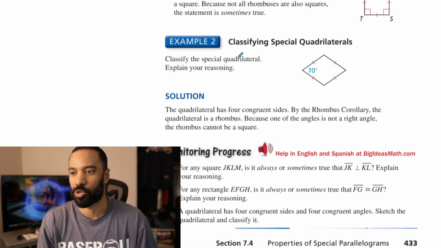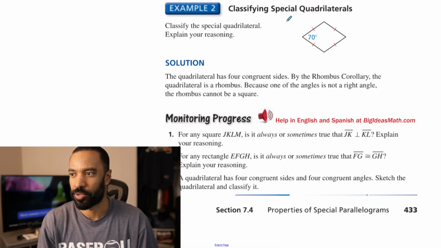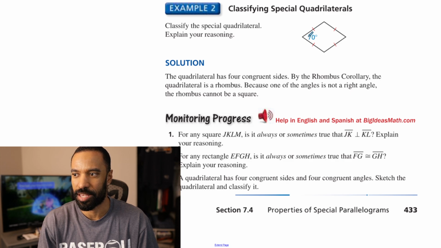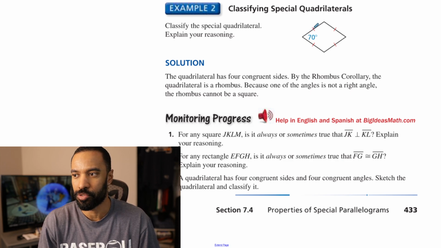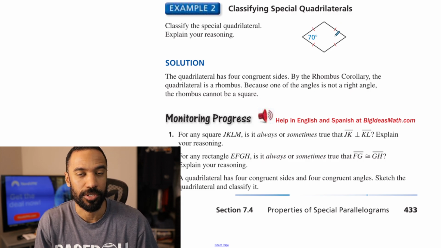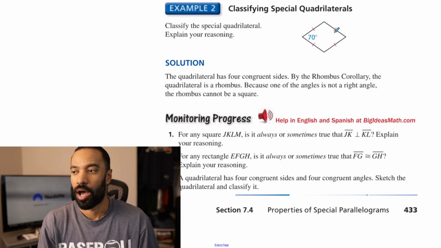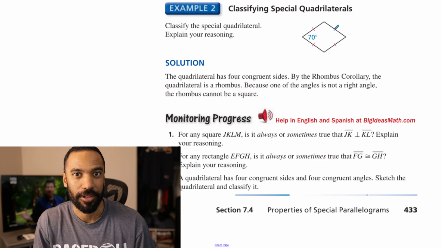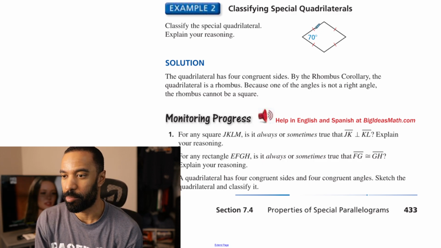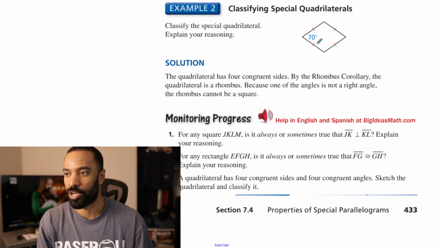All right, classifying special quadrilaterals. Classify the special quadrilateral, explain your reasoning. So I see a 70-degree angle here, maybe of use, but I see all four sides congruent. Rhombuses have all four sides congruent, always. Not just by knowing it's a parallelogram or not. So this will be a rhombus by knowledge of this.